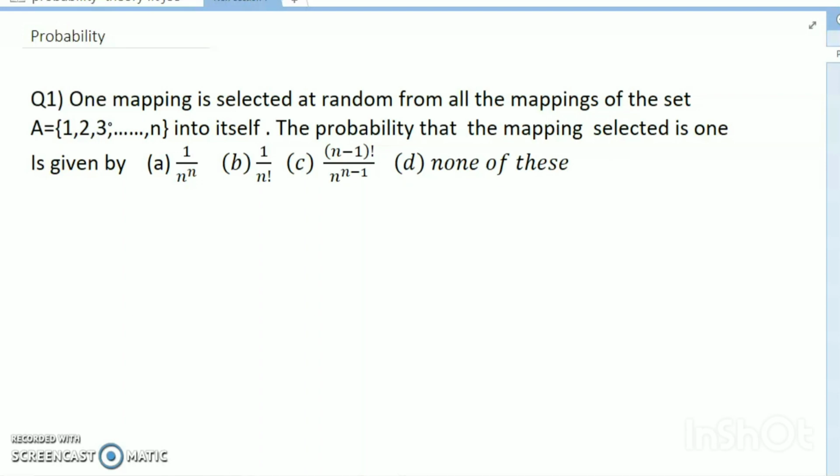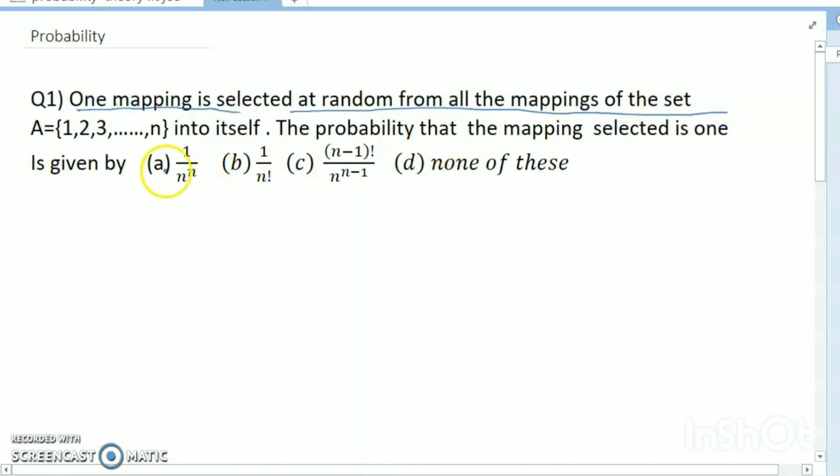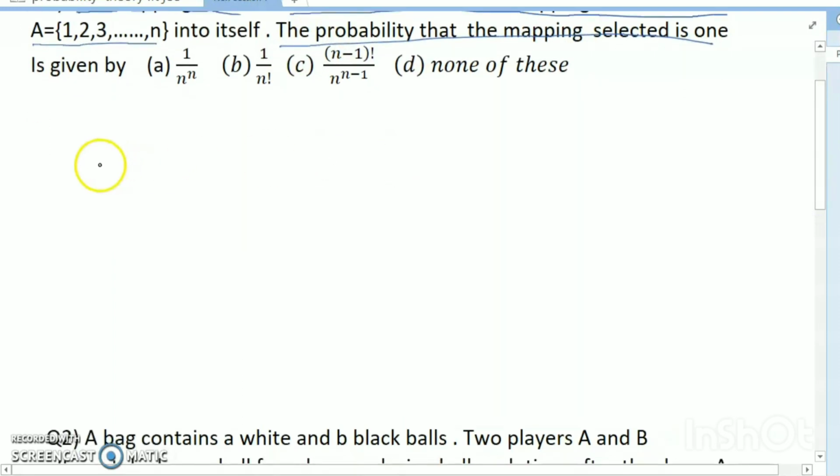At first I read the question, then I can understand it properly. One mapping is selected at random from all the mappings of the set A equals 1, 2, 3, up to n, into itself. One mapping is selected at random. So the probability that the mapping selected is one-one. So how can I create this?